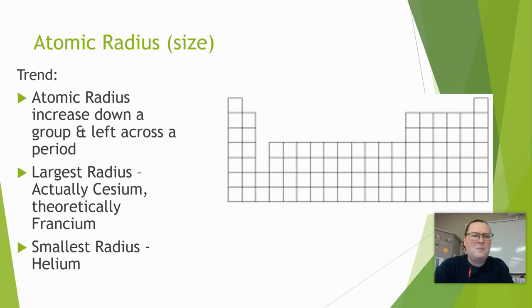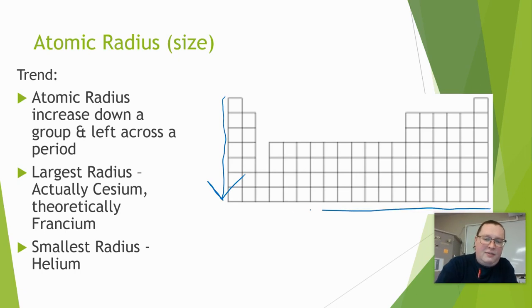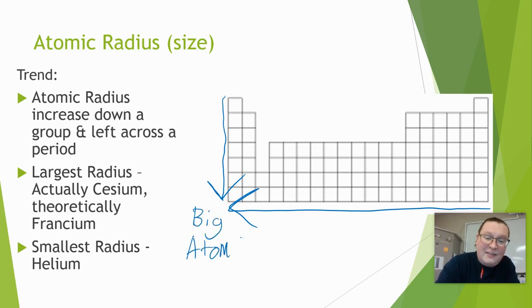So the trend for that. The atomic radius increases as you go down a group, and as you go left across a period. So these will be the biggest atoms on the bottom left of the periodic table, and up in the top right, these are the smallest.